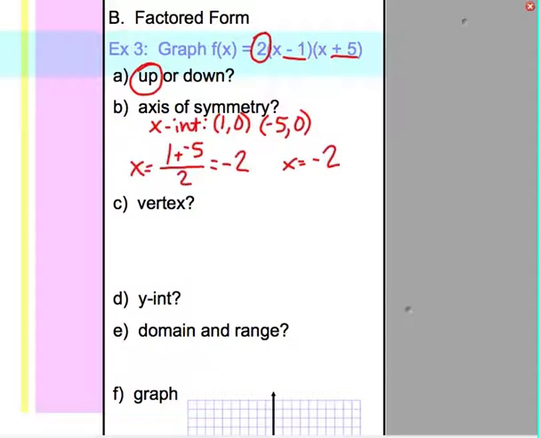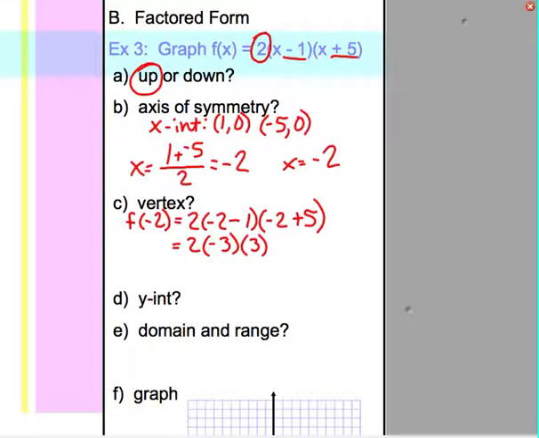The vertex: we get the y-coordinate of the vertex by using the axis of symmetry, the x-coordinate of the vertex, and substituting it back into the function. So the f function evaluated at an x value of -2 equals, substituting -2 in, and evaluating with order of operations, -2 minus 1, -2 plus 5, and then we get -18. So our vertex is x-coordinate -2, y-coordinate -18.